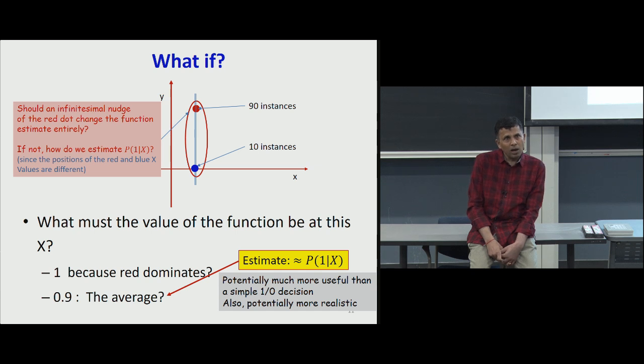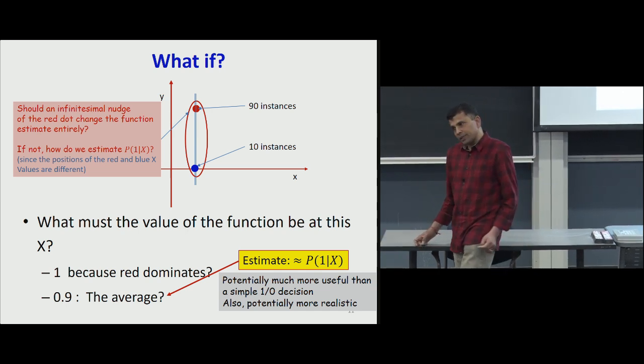So given this, what value would you expect it to have? Still 0.9, because they're effectively the same value, right? At which point would we begin to decide that the nudge is large enough that 0.9 is not a good answer? There's no answer to that, right? Now we're beginning to hand wave.